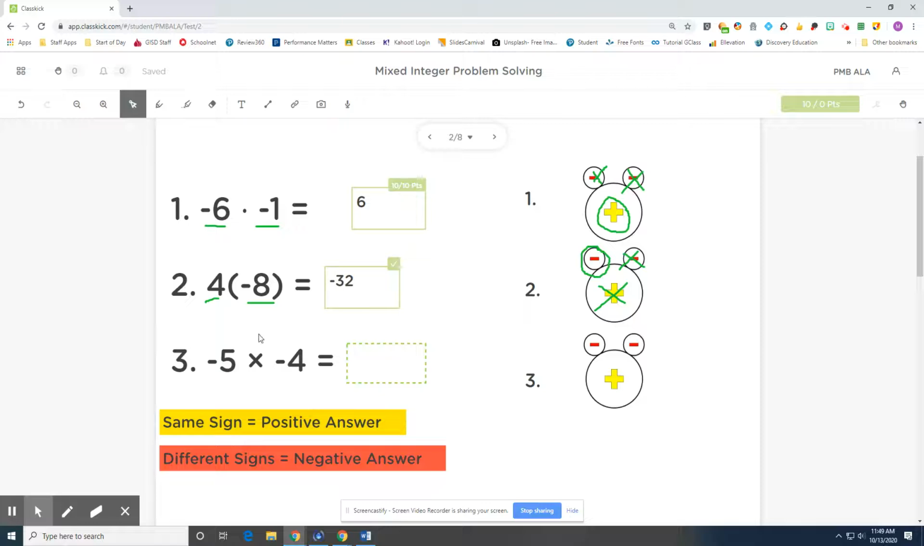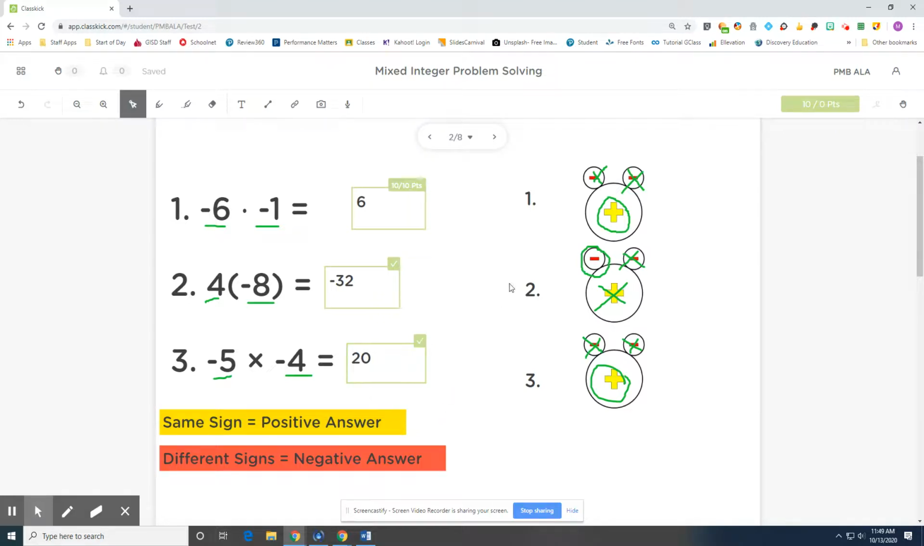And then the last one is -5 times -4. So again, I have 2 negatives. I'm going to cross out my negatives. I'm left with my positive. And we know 5 times 4 is 20, so this is going to be +20.